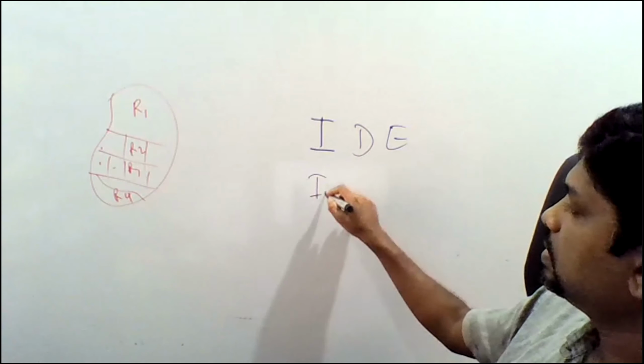That means several things connected together, integrated. Development environment. Integrated development environment. That means this software provides the required environment to develop computer programs, right?